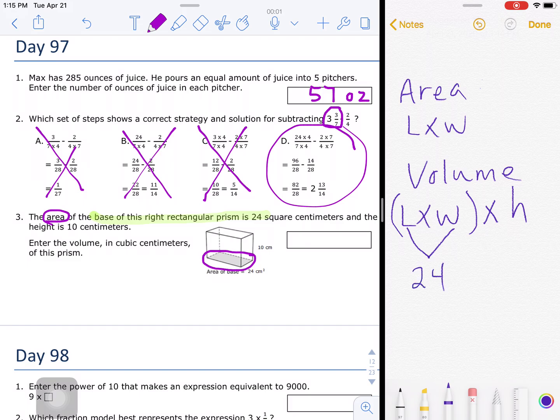So at this point, we don't have enough information to know exactly what the length and width are, but we know that the product of the length and width are 24. So it could be 3 times 8, it could be 4 times 6, it could be 2 times 12, it could be 1 times 24. But that's not important because we don't need to identify the exact dimensions. We're just looking for what the total volume is. So we know that the product of the length and the width is already 24, and then we are given the height.